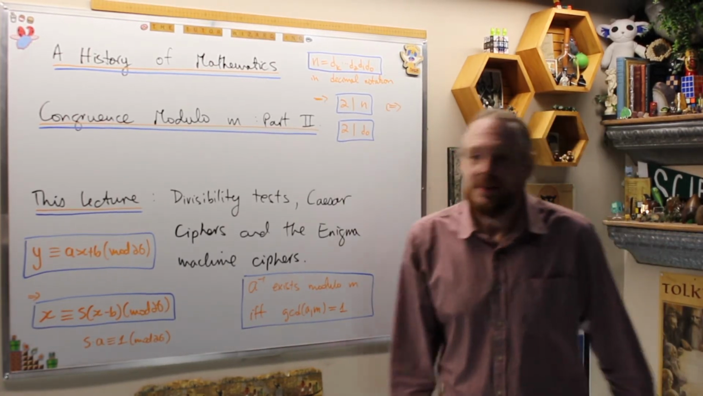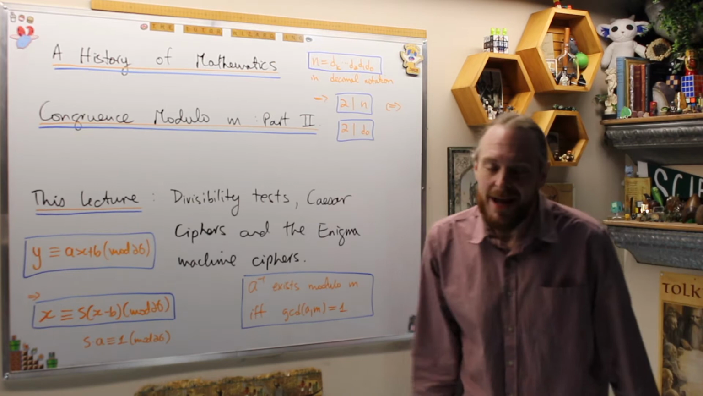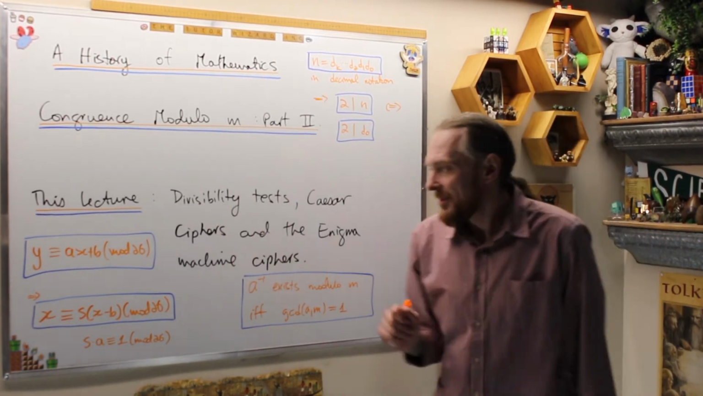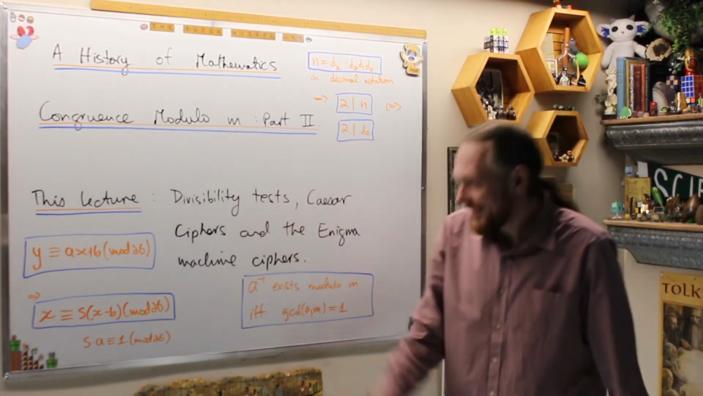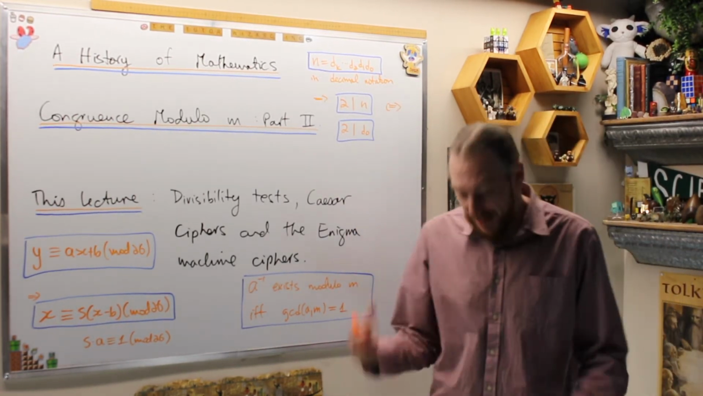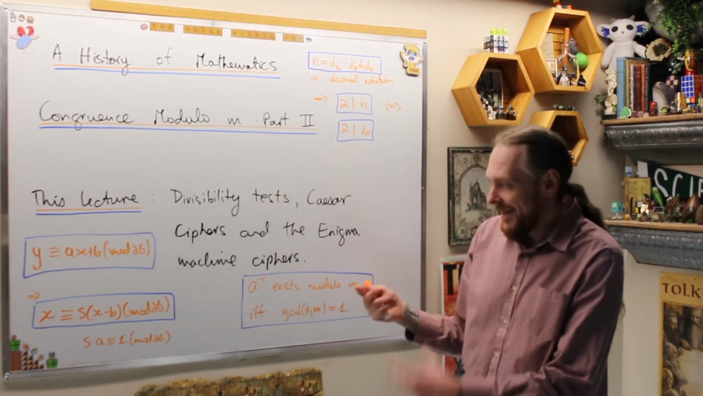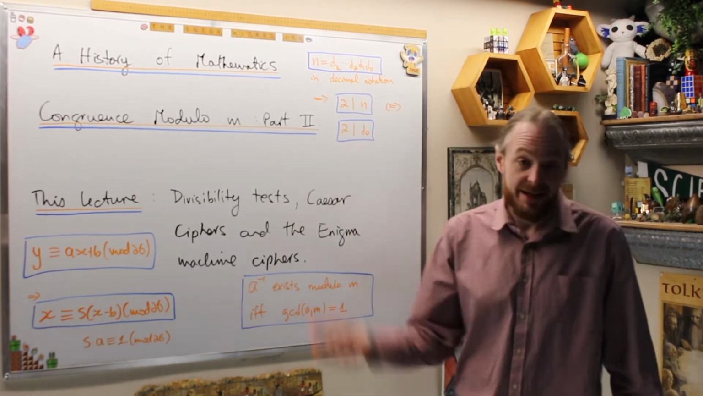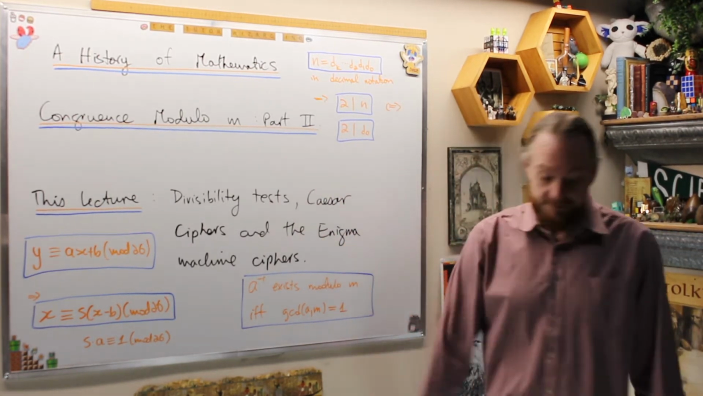What we're doing is the history of mathematics. We're going to do congruence modulo M part 2. This lecture specifically, we're going to do divisibility tests. We're going to do Caesar ciphers, and we're going to do the Enigma Machine ciphers and how to use congruence mod M to describe the Enigma Machine cipher and Caesar ciphers. Let's get to it.